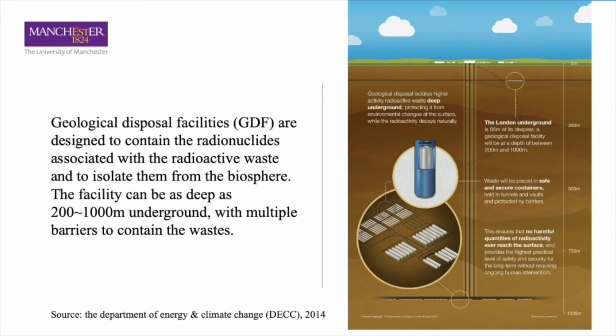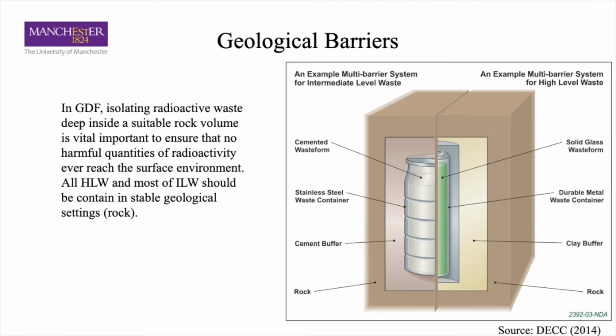GDFs are designed to contain radioactive waste and to isolate it from the biosphere. The facility can be as deep as 200 to 1000 meters underground, with multiple barriers to contain the waste. In a GDF, after the waste is packed in metal containers, it should be situated in a suitable rock type and then be filled with cement buffer or clay buffer.